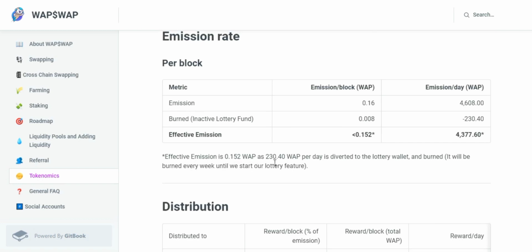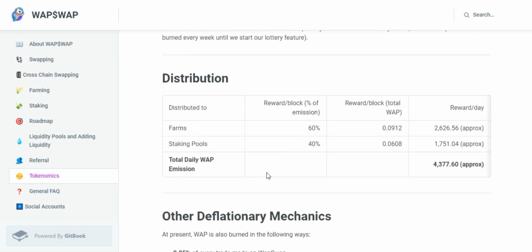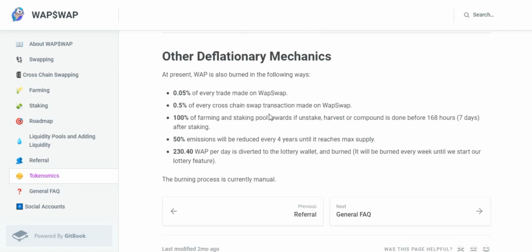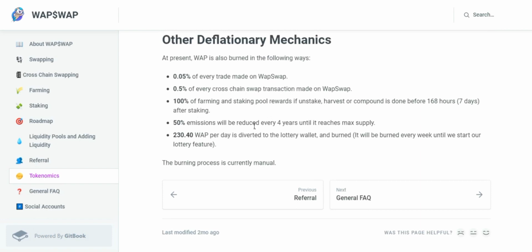So here they are saying that the effective emission is 0.152, and the 230.40 WAP per day is diverted to the lottery wallet and burned. So it will be burned every week until they start the lottery feature. Their distribution of the token is such that the reward per block is 60% of the emission, and 40% goes to staking pools and 60% to farming. So these are the deflationary mechanism tokens and their details.